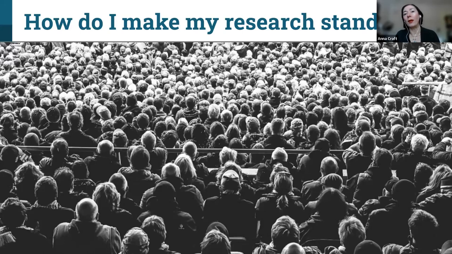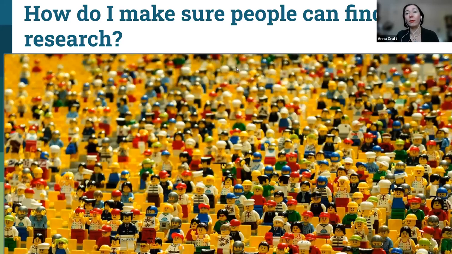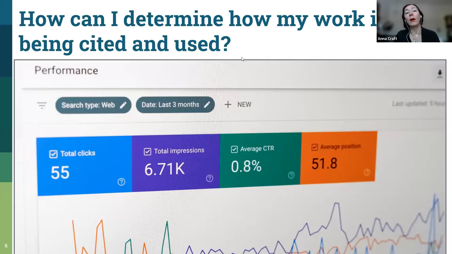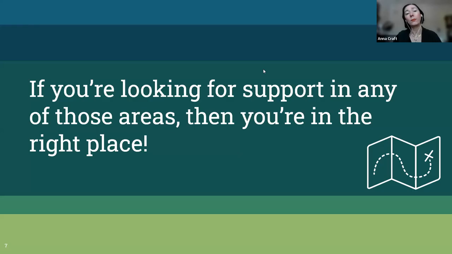And some things you might be thinking about in this context as we're getting into the information for this session. So how do I make my research stand out? How do I make sure that people can find my research? How do I make sure that my research is attributed to me and not to someone who maybe has a similar name or even the same name who might be doing research in the same discipline or one that's similar? And how can I determine how my work is being cited and used? This is a frequent question that people have, especially around promotion, tenure, and review. So if you're interested in any of those things, then you are in the right place.